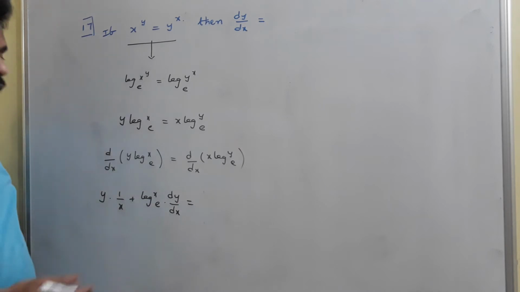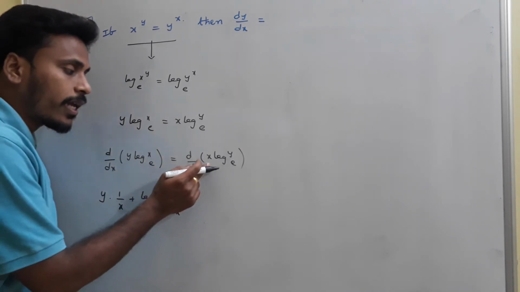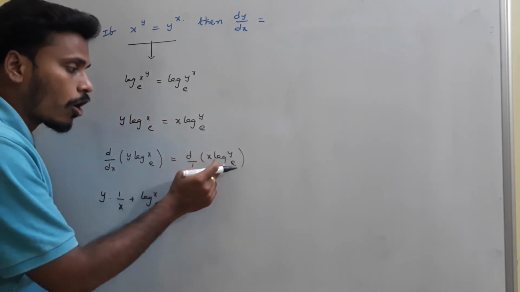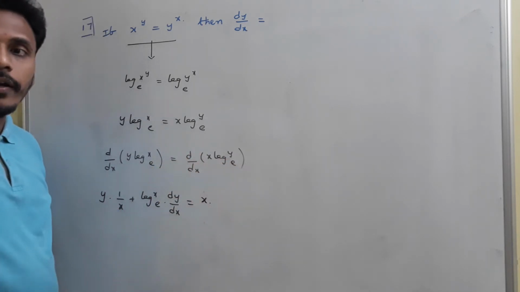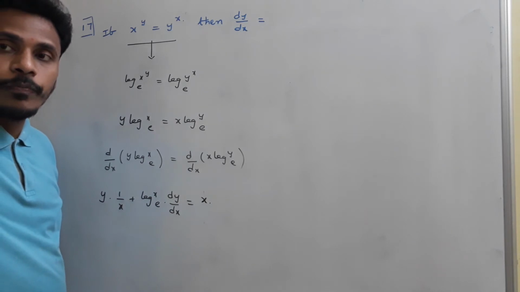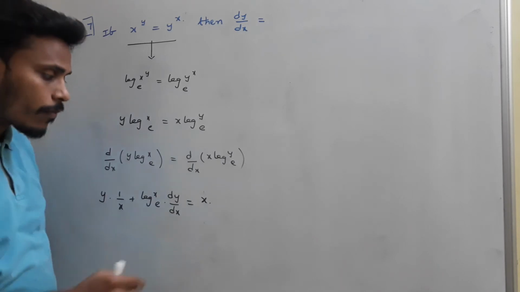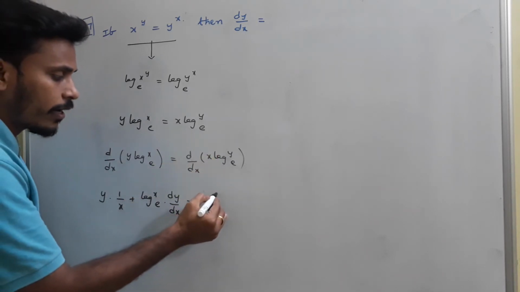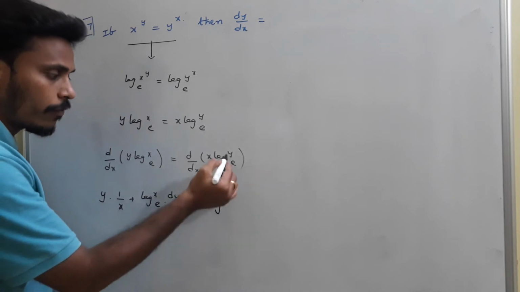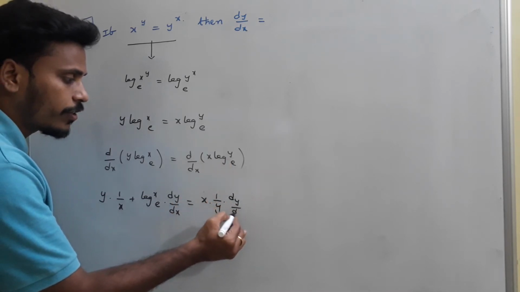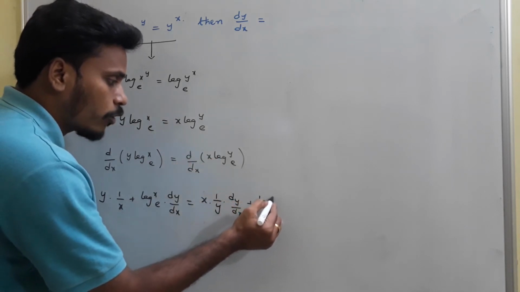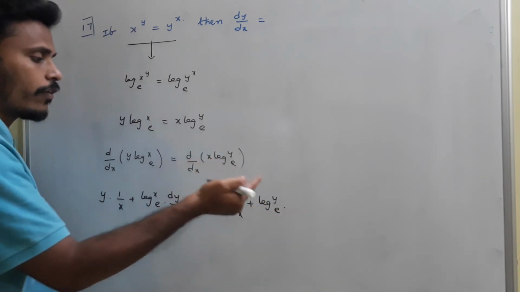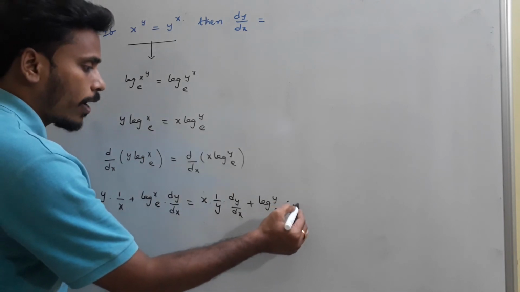That is equals to. Now look at this right side. Here again two functions, x log y to the base e. First function x into derivative of log y to the base e. So what is the derivative of log y to the base e? For log it is 1 by y, right? Log y is 1 by y, and for y it is dy by dx, plus second function log y to the base e into derivative of x is simply 1.